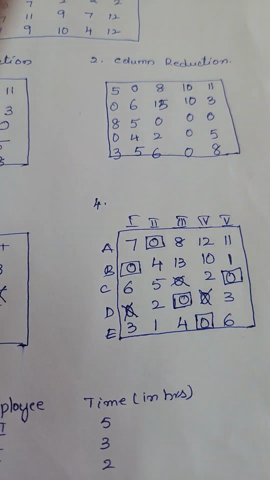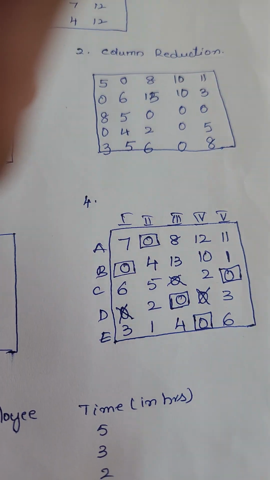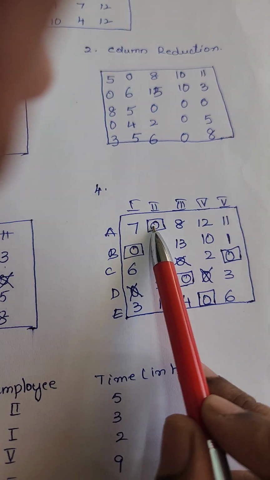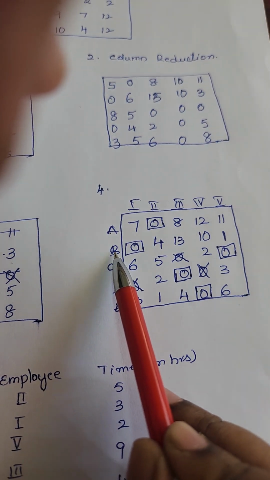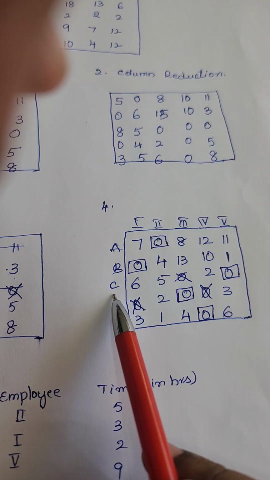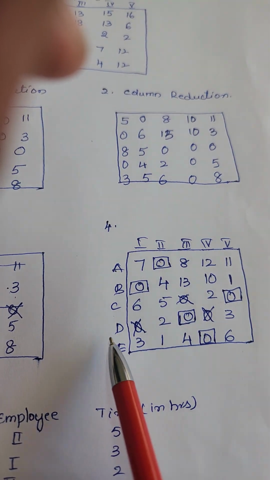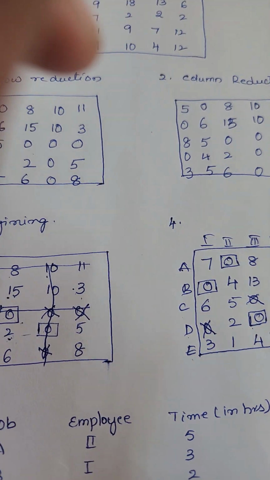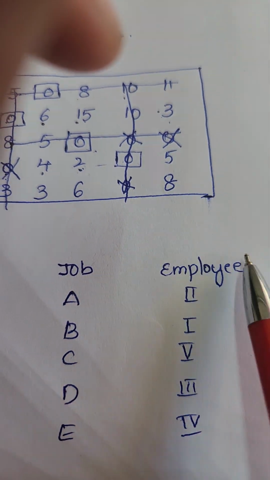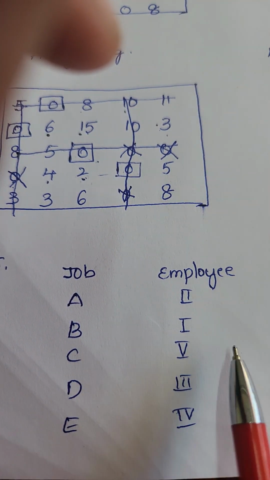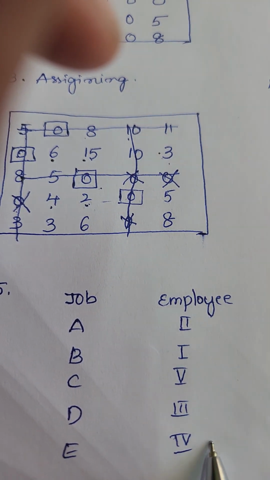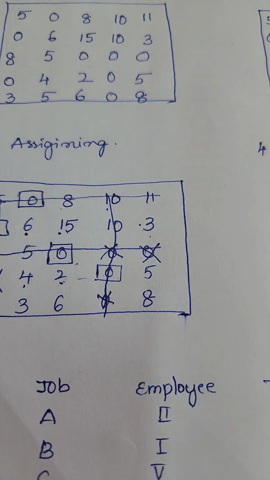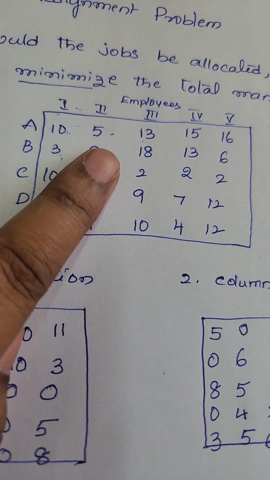Okay, now we will find out the minimum time taken by these 5 jobs. See here, job A is assigned to second person, job B is assigned to first person, job C is assigned to fifth person, D is assigned to third one, and E is assigned to the fourth person. So here we have taken that A is assigned to 2, B to 1, C to 5, D to 3, E to 4. So from the first table, A to 2, A can do the job.